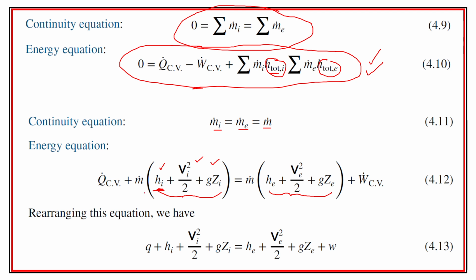we can, on a per mass basis, right? So we can divide all the way through by m dot everywhere, right? And so we do that, that's our per mass basis. But you'll notice that the work now becomes a lowercase w, and also the heat becomes a lowercase q right in there.